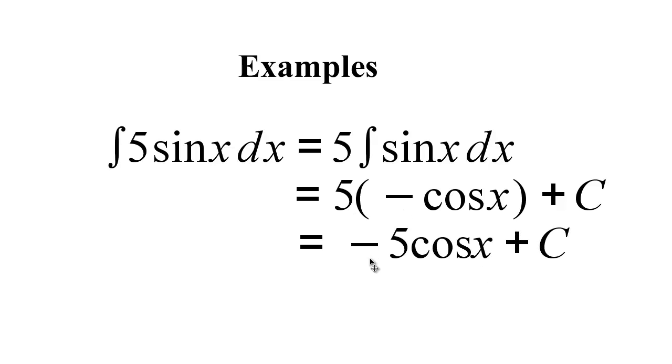When we simplify that just a little bit, the final answer is negative 5 times the cosine of x plus c. We can always check our work by taking the derivative. The derivative of negative 5 cosine x plus c is negative 5 times the negative sine of x, which is 5 times the sine of x, our original integrand. So it checks out.